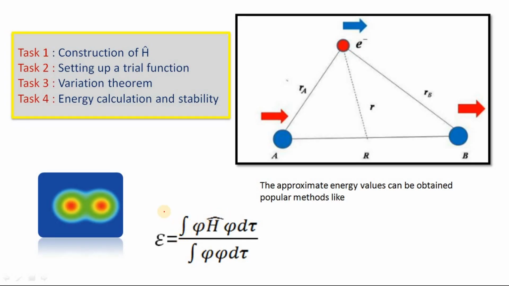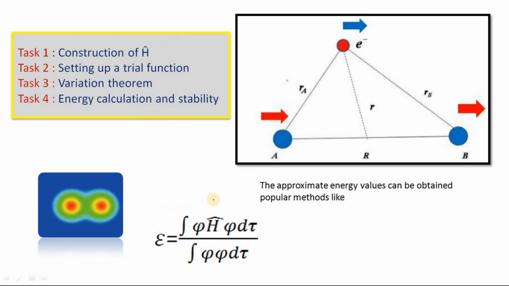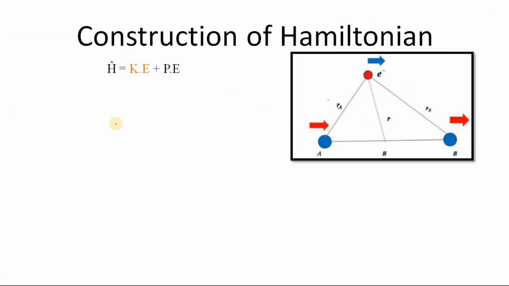In order to apply that equation, so as to find the energy, the first task is to construct a Hamiltonian. After constructing the Hamiltonian, the next task is to set up a suitable trial wave function, and then we have to apply the variation theorem and go for the calculations. Once we go for the calculations, then we can analyze the results, which is task 4. So this episode now focuses on all these 4 tasks. Let's get into the first task.